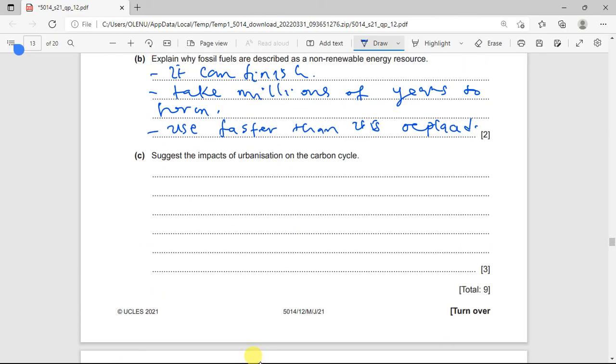Now, suggest the impact of urbanization on the carbon cycle. Urbanization normally leads to deforestation. So if there is deforestation, there will be reduction in the intake of carbon dioxide by plant. No, urbanization is the growth of towns and cities. So urbanization leads to deforestation.